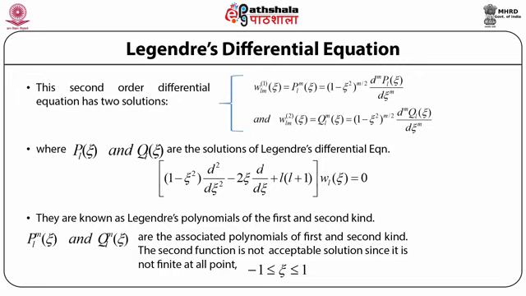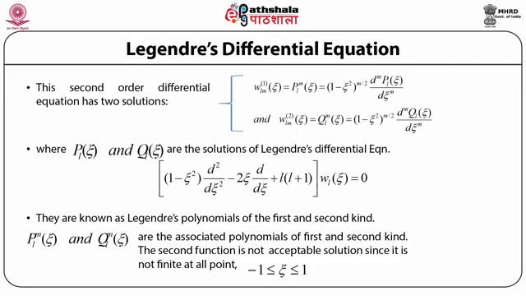And similarly WLM superscript 2 xi is equal to QLM xi, and this is equal to within brackets 1 minus xi square, whole to the power m by 2, times the mth derivative of QL xi with respect to xi. So here WLM superscript 1 xi and WLM superscript 2 xi are the solutions to the Legendre's differential equation corresponding to the Legendre's polynomials of the first and the second kind respectively.